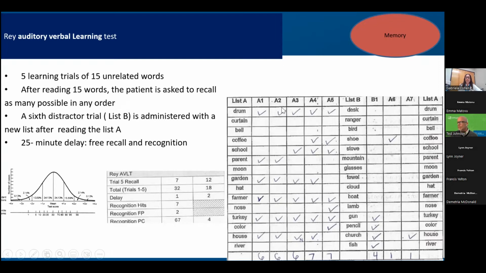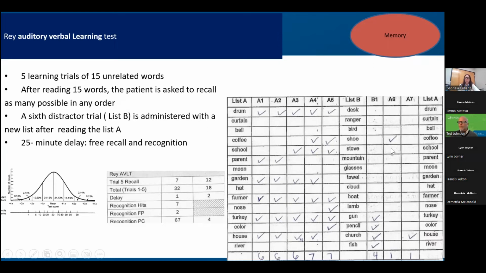I read again the same 15 words and I see how many he remembers. Second trial, he remembers 6. Third trial, he remembers 6. The fourth trial and the fifth trial, he remembers 7. So you could see that there is not a lot of learning curve because he's really kind of stuck between 6 or 7, which is not bad, but it's not perfect.